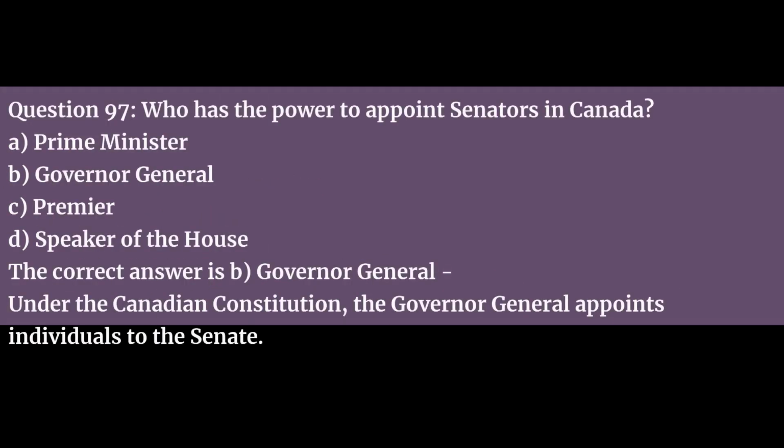Question 97. Who has the power to appoint senators in Canada? A. Prime Minister. B. Governor General. C. Premier. D. Speaker of the House. The correct answer is B. Governor General. Under the Canadian Constitution, the Governor General appoints individuals to the Senate.